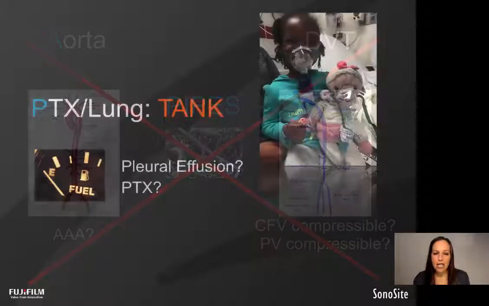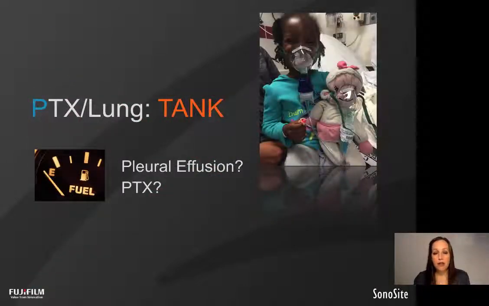Now finally, P, pneumothorax, lung. This is another part of the tank to look if there's a pleural effusion or pneumothorax. But remember, we've already looked above the diaphragms in the right and left upper quadrants. We've looked to see if there's fluid. So we'll really just discuss pneumothorax.